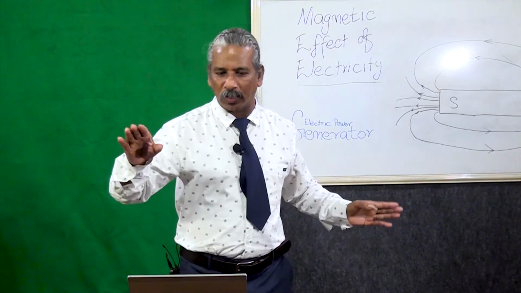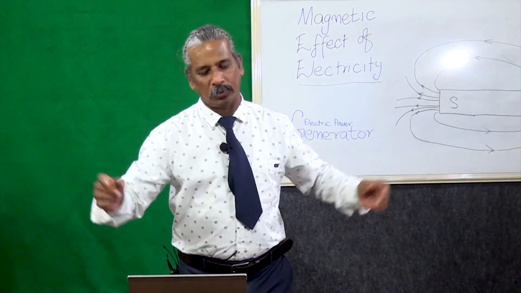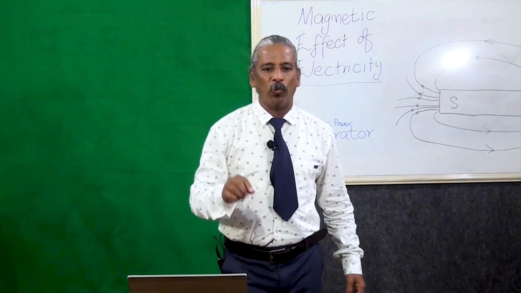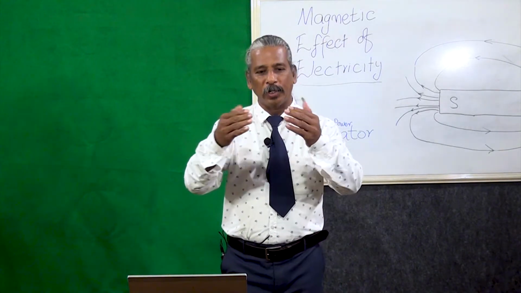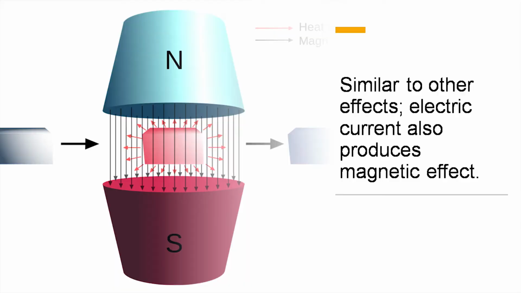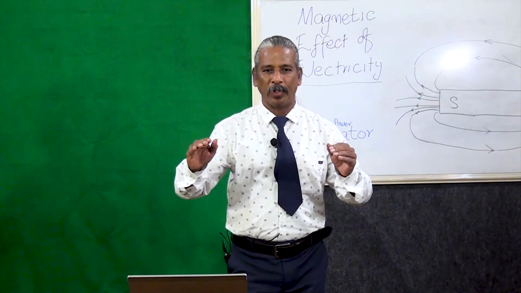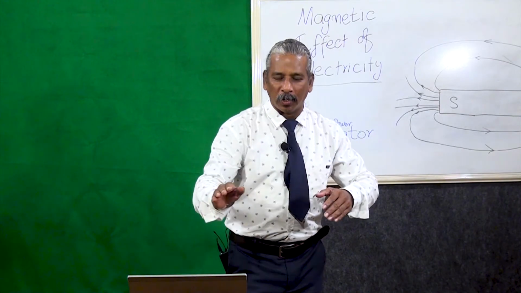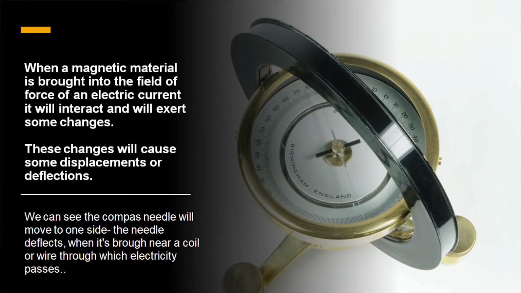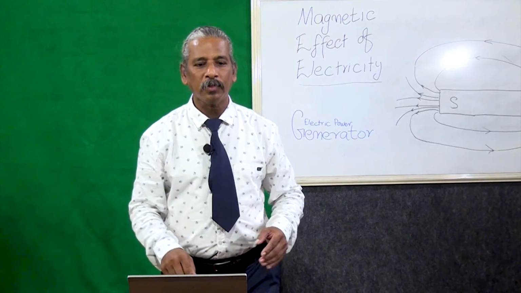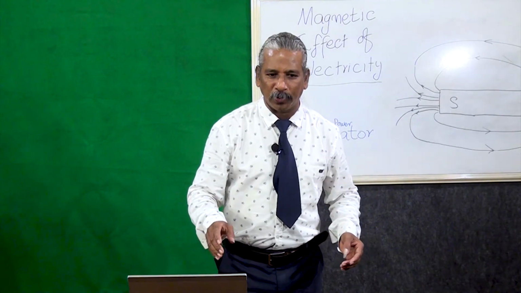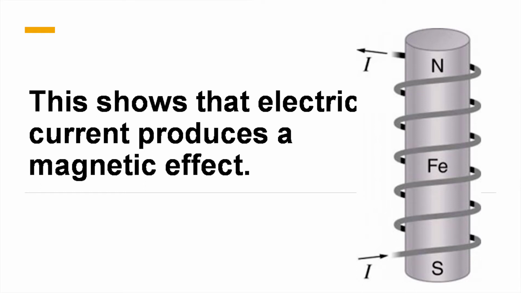Similar to magnets, electric current also produces magnetic effect. When a magnetic material is brought into the field of force of an electric current, it will interact and exert some changes. These changes will cause some displacement or deflection. It just moves from the north position to another position in the presence of an electric field. This shows that electric current produces magnetic effect.